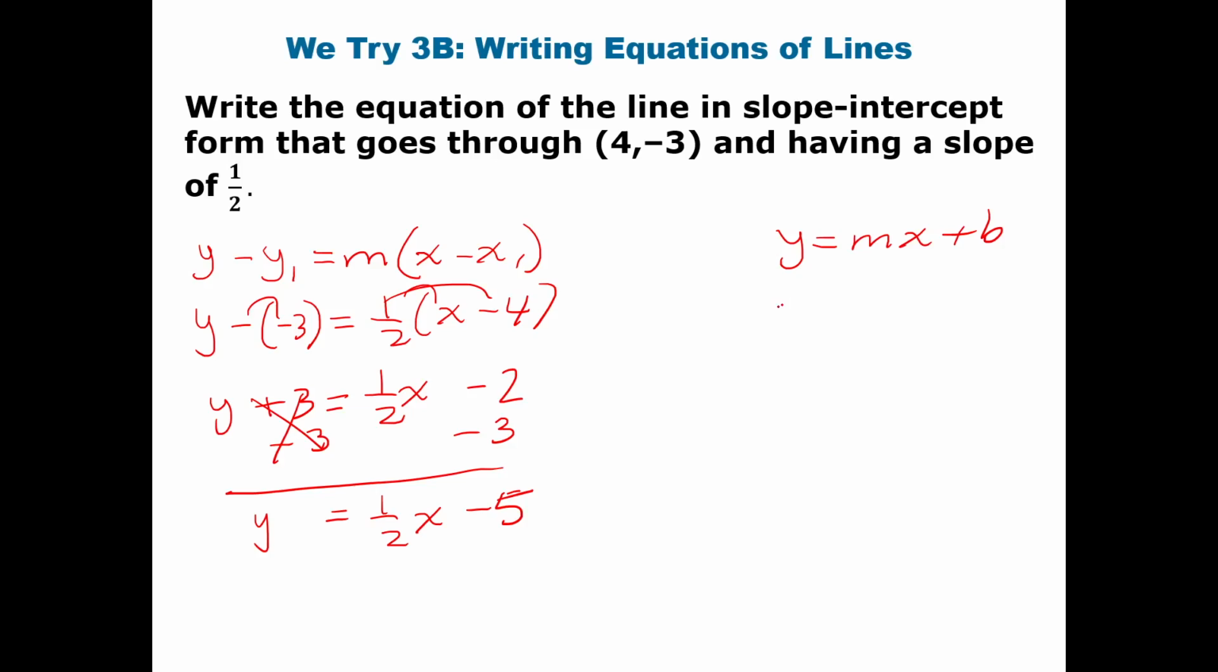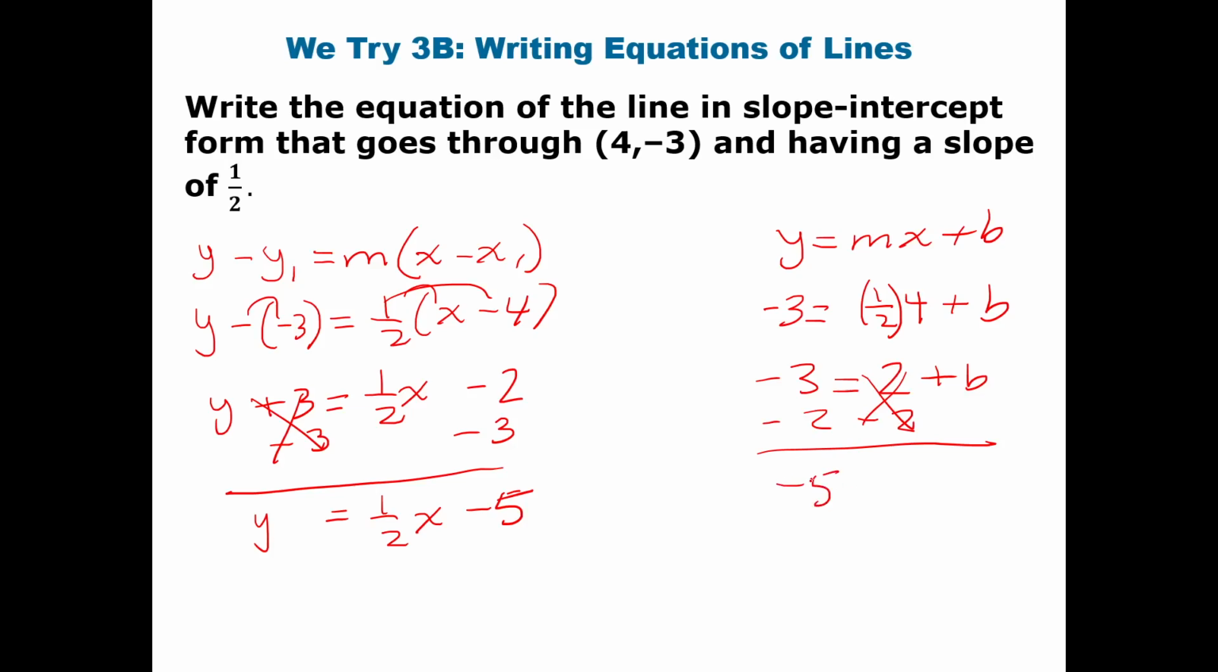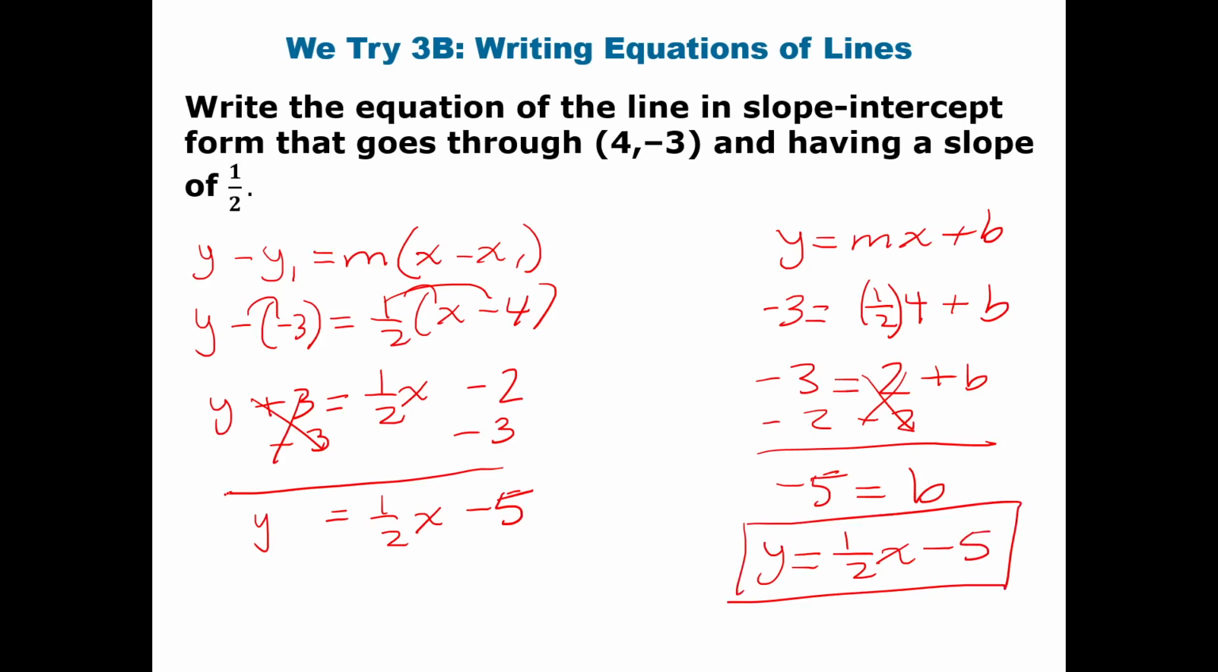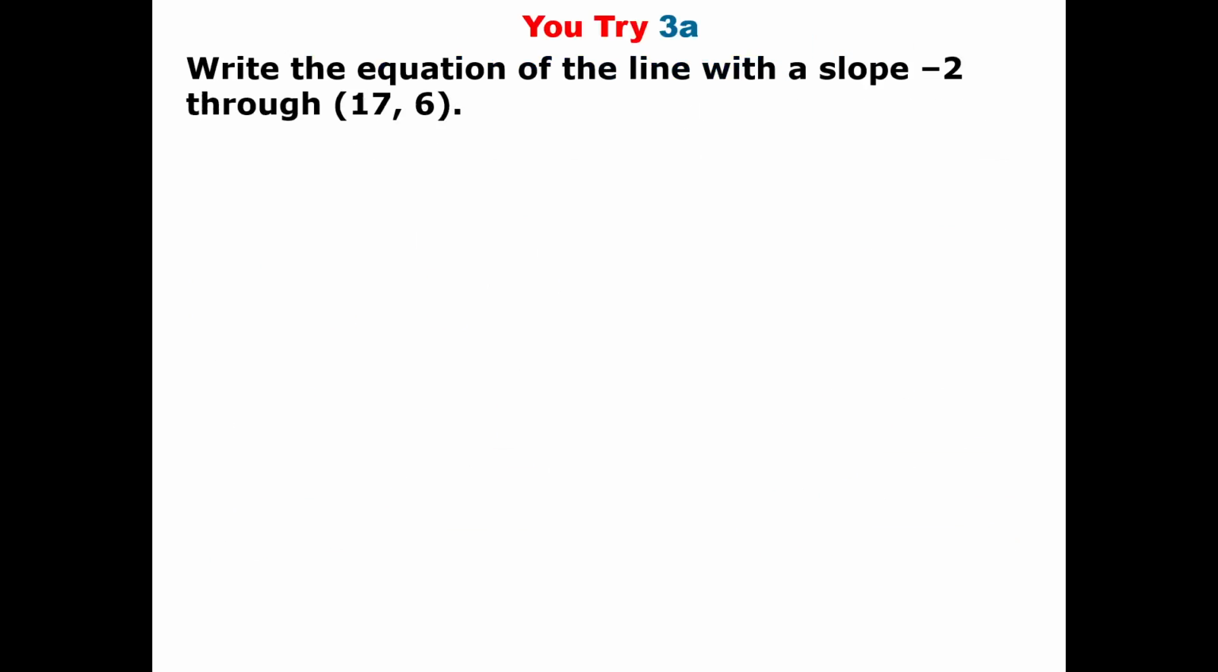Let's see if I get the same thing over here. Negative 3 is equal to 1/2 times 4 plus b. 1/2 times 4 is, of course, 2. 2 plus b is equal to negative 3. Subtract 2 from both sides. And I'll get negative 5 is equal to b, which I can use to then write y is equal to 1/2 x minus 5. So I got the same thing two ways. So feel free to use either one of these ways, whichever one you prefer. Go ahead and try this one on your own, and I'll see you in a second.